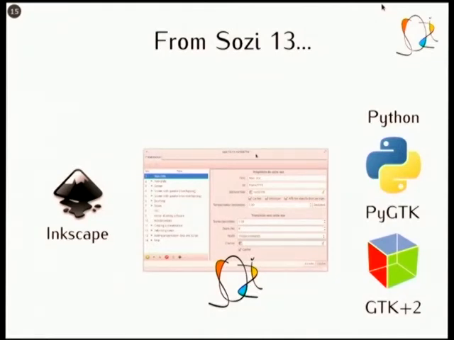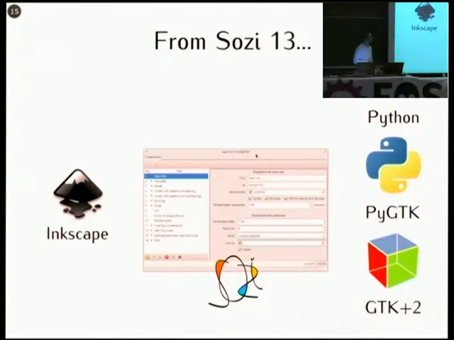Sozi has been around for a few years. I chose a numbering system that uses the year and the month, so today the latest stable version is called Sozi 13, and it is based on the following software. It uses Inkscape and its extension system, and the extension itself is written in Python and uses GTK2 through PyGTK.